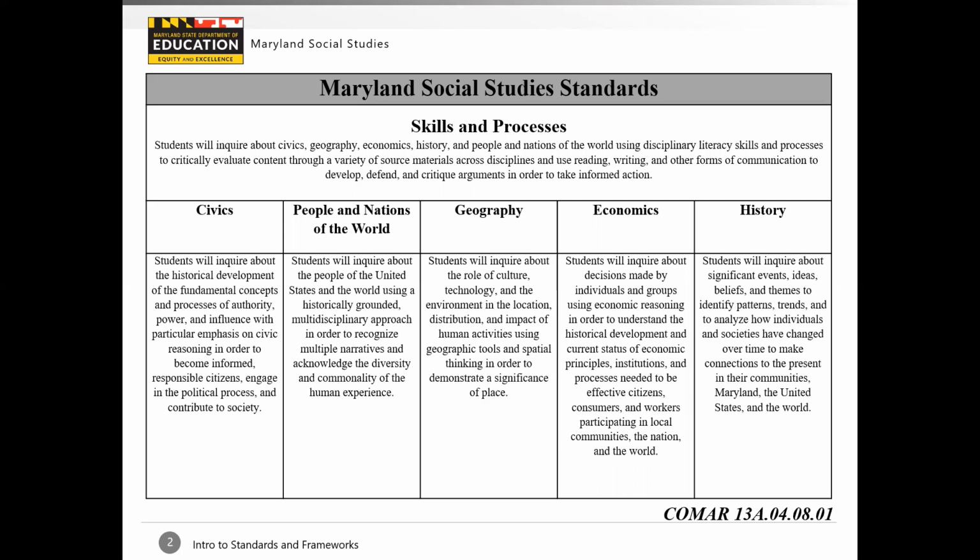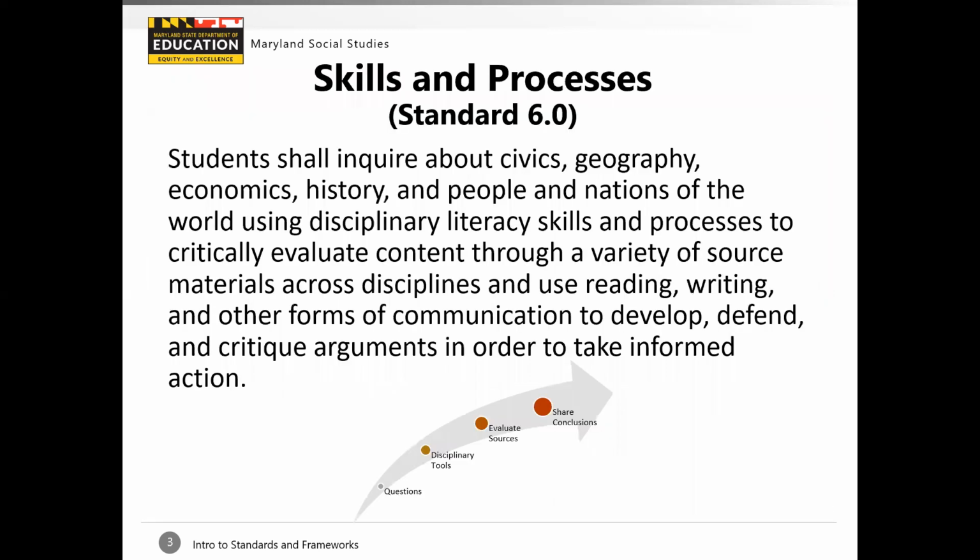Notice that each of the standards begins with "students will inquire." Then the language engages the specific goals of the standard. This helps to frame the inquiry-based approach to learning social studies, with the skills and processes standards serving as a vessel to help students interact through inquiry with each of the other specific content standards.